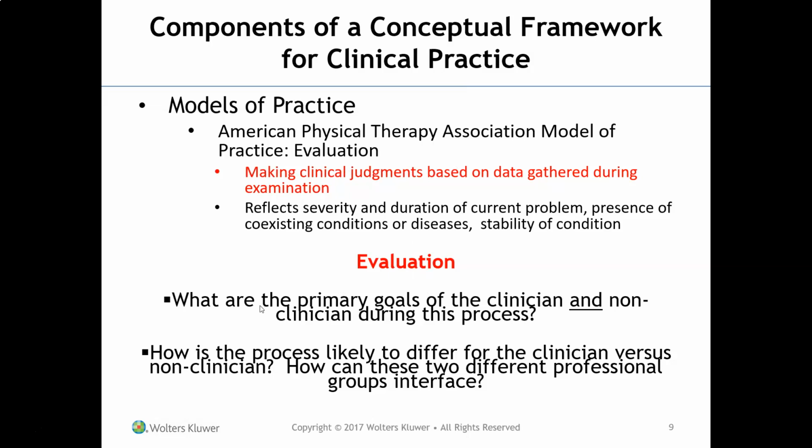Then, based on the evaluation, what are the primary goals of the clinician and non-clinician during this process? How is the process likely to differ for the clinician versus the non-clinician? How can these two different professional groups interface?